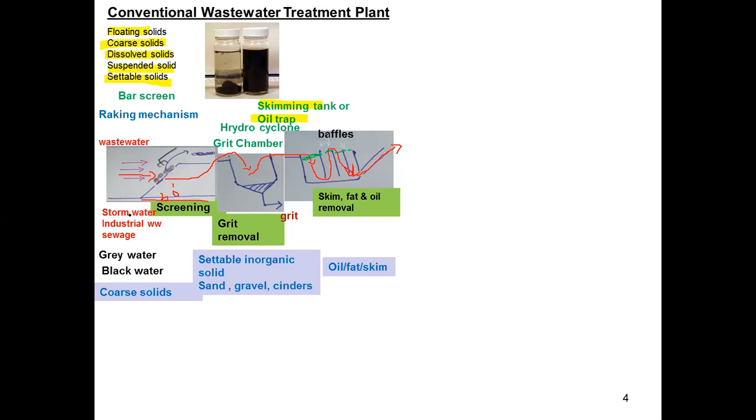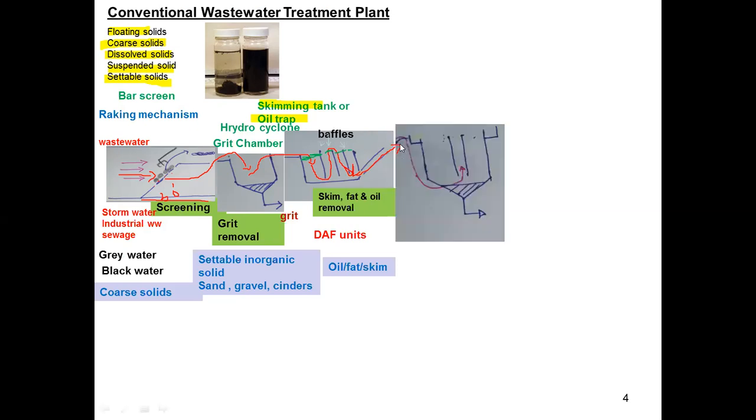So the first unit operation is screening, the second one grit removal, the third one skim, fat and oil removal. Instead of using this baffle chamber skimming tank with baffles, we can use DAF units. DAF units mean dissolved air flotation units. In our future lectures, you will learn about DAF units. Then what is the next unit operation?